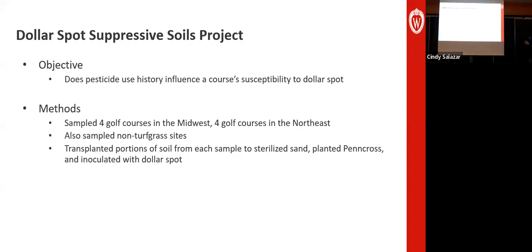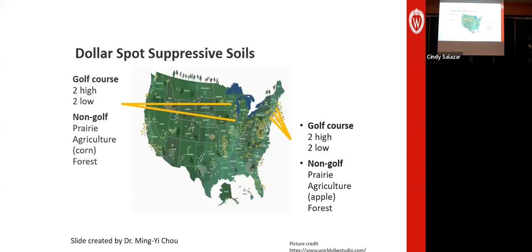And so here's the map of how we did it. This was Ming-Yi Chow's project when he was a postdoc with me at Wisconsin. We chose 4 golf courses from the Midwest, from Wisconsin and Illinois. 2 of those golf courses had what I would consider a traditional fungicide program, where they sprayed on a very rigid calendar basis. If it was July 15th, they sprayed this chemical no matter what. Whereas the other 2 golf courses were lower input.